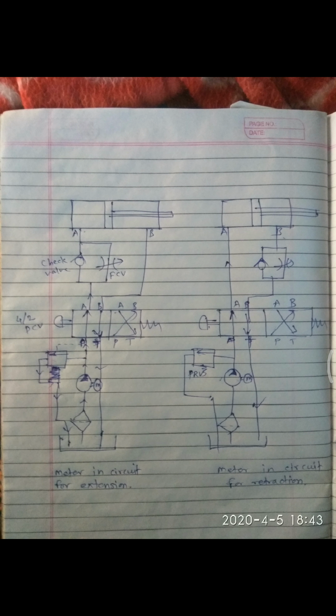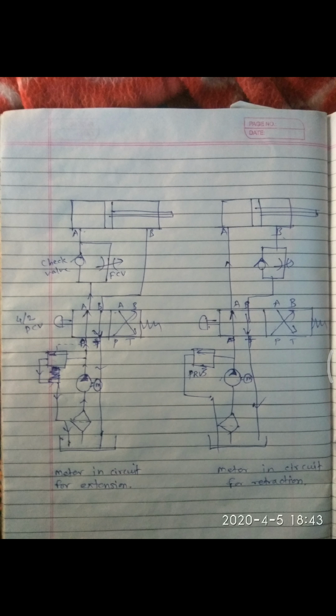Now the same thing can be there for the meter in circuit for the retraction. Sometimes there can be an application where we need a limited speed in a reverse direction. So now here let us check, pump is pumping the fluid. Now through A side, meter in circuit is there. So now here meter in circuit it is giving the supply.